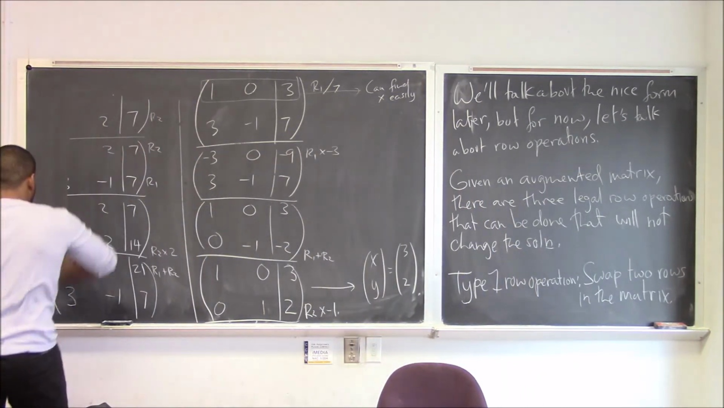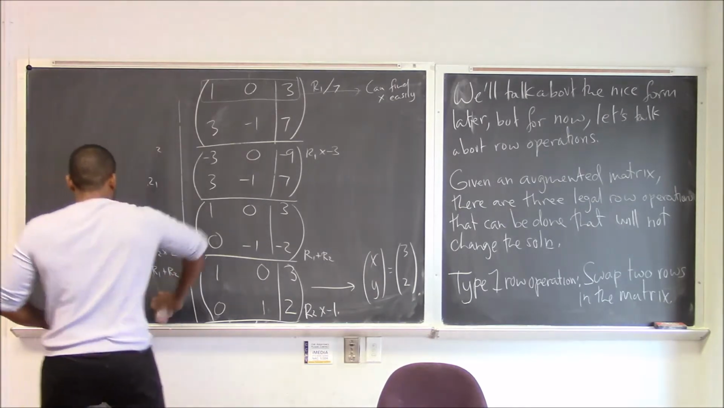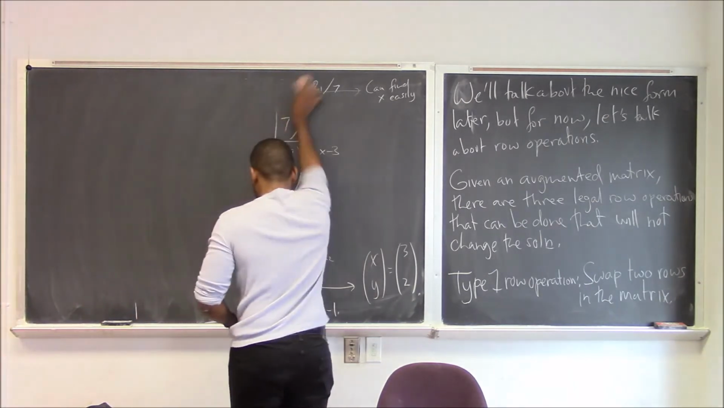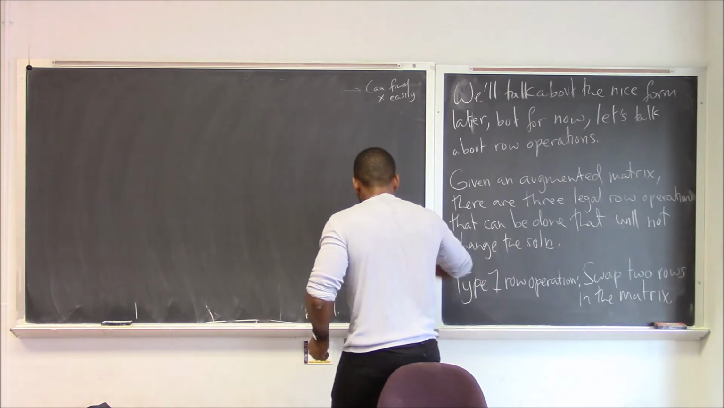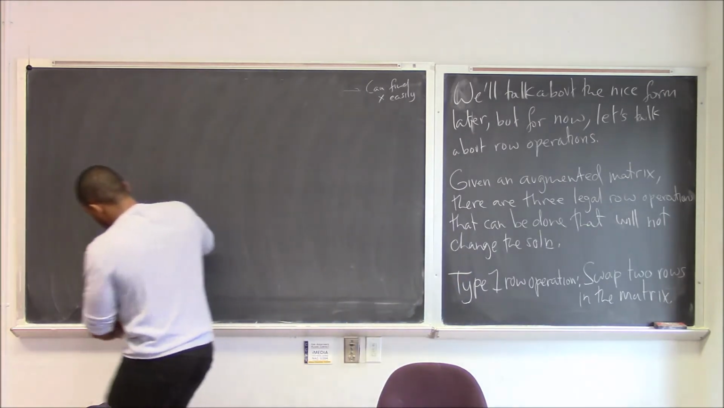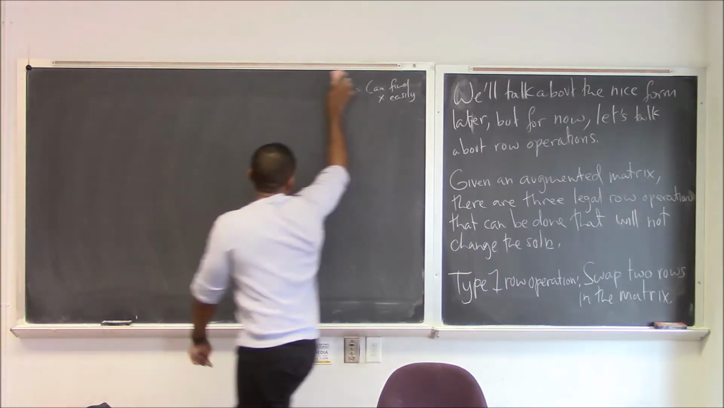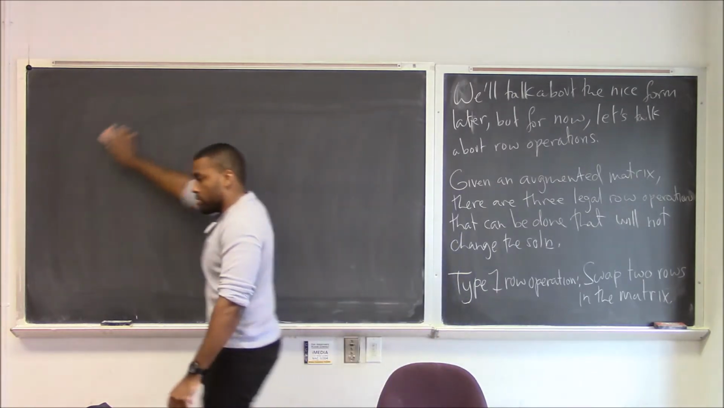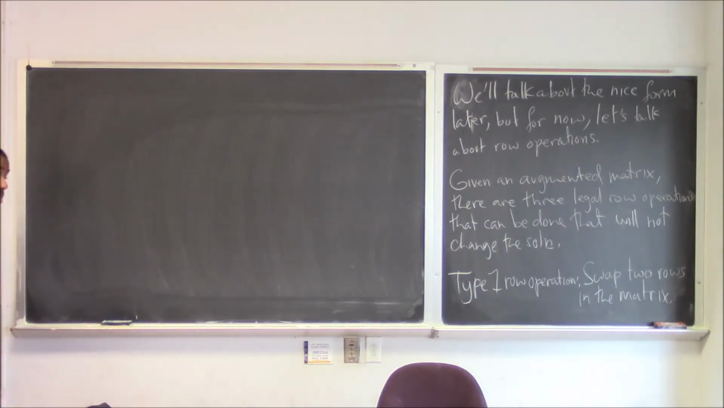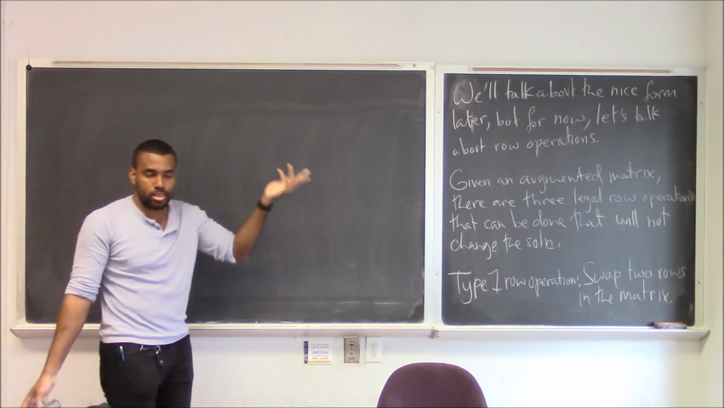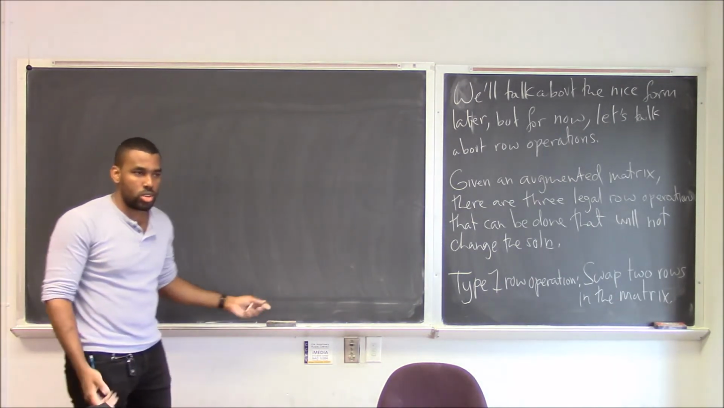There's another thing we can do, which is called a type 2 row operation. And this is how your textbook labels them. So that's called a type 1. I can swap the rows of a matrix that represents a system, and it won't change the solution of the system, because that's like just writing a system of equations in a different order. It's not going to change the answers.